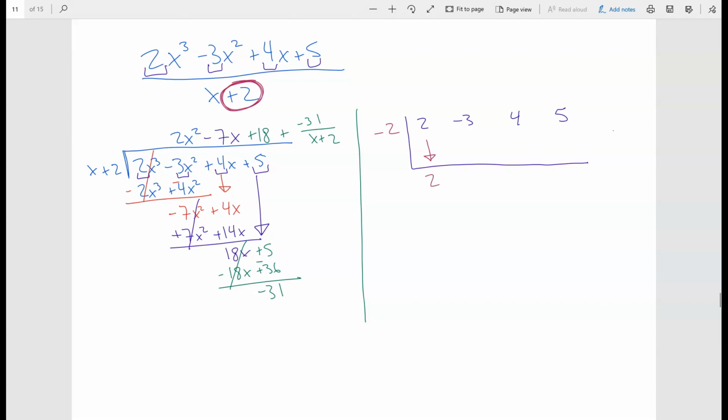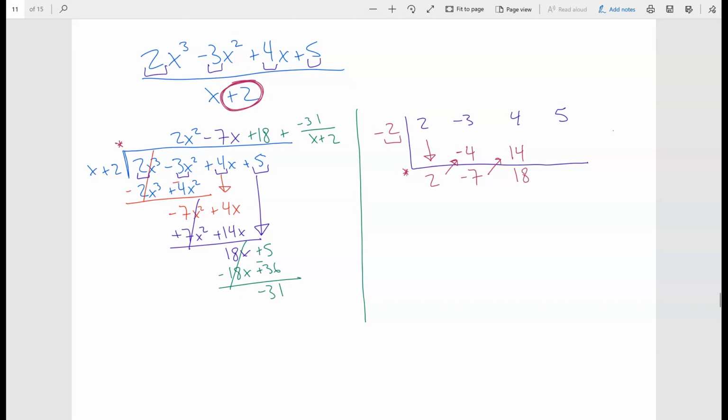And now once we have that, we're going to multiply very similarly to how we multiply in long division. We multiply negative 2 times 2, and the result, negative 4, goes to the next entry. We add these two numbers together, and that gives me negative 7. Then you take this negative 2, multiply it by this negative 7, and it gives me a positive 14. I add the 4 and the 14, and that gives me 18.